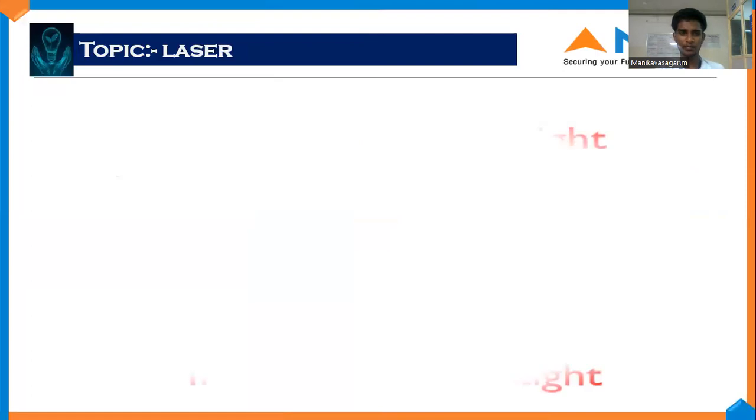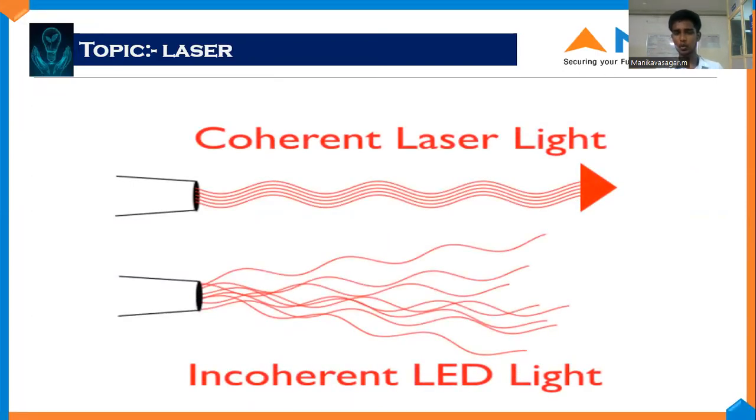Now we'll see two types of lights. One is infrared laser light. The next one is infrared LED light. In laser light, as I said before, the wavelength will be constant, so it can easily travel more distance. In infrared LED light, the wavelength is continuously changing, so it can't travel more distance.